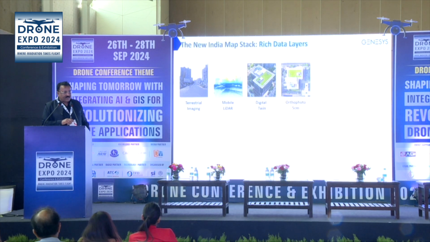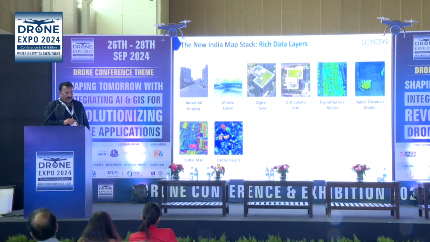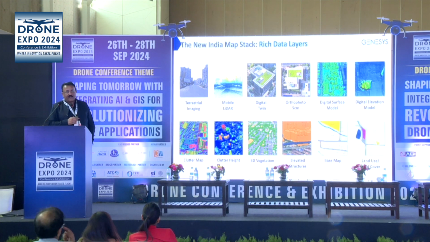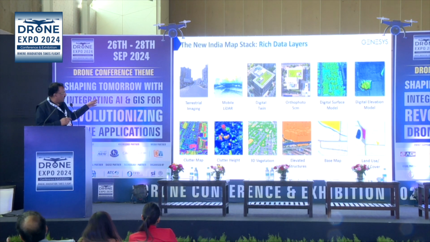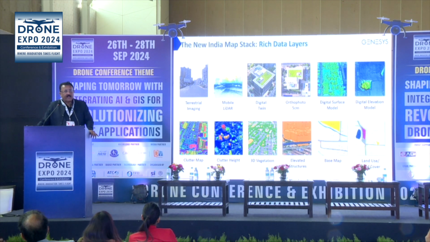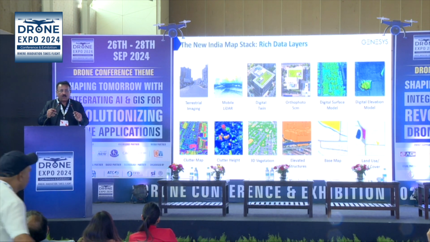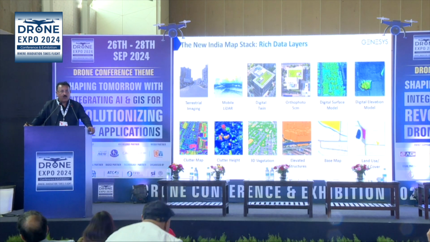Now the data products that we create out of this whole thing, which we will be doing for the top 100 cities of the country, include terrestrial imaging and mobile lidar. Today probably many of you are aware of Google Street View. By virtue of the policy, the Google Street View data is actually owned by us.